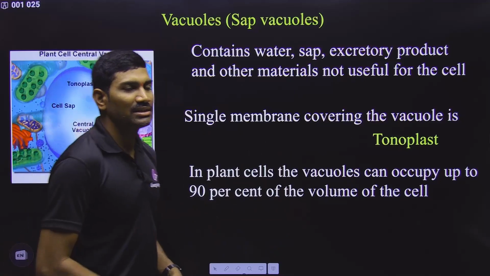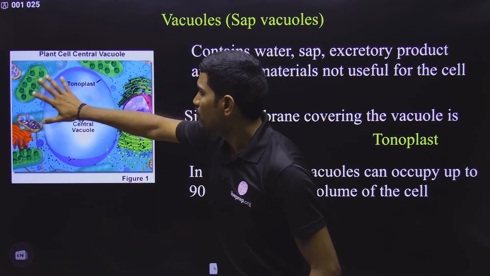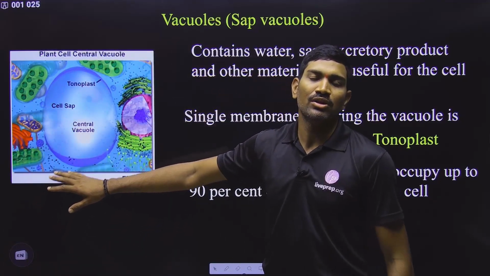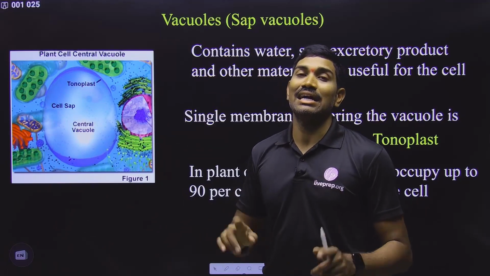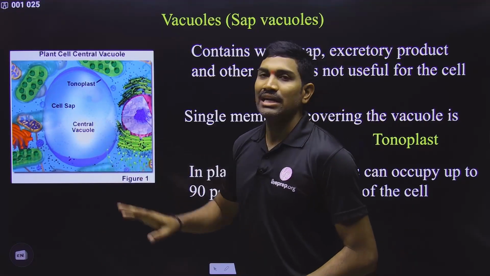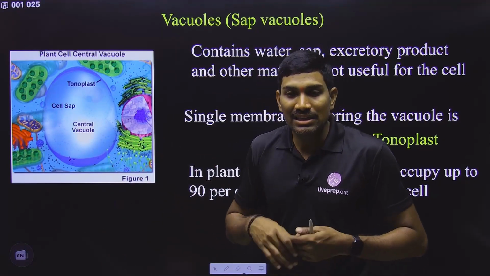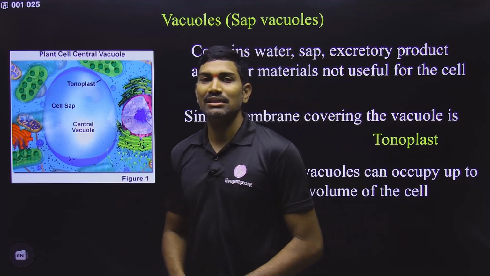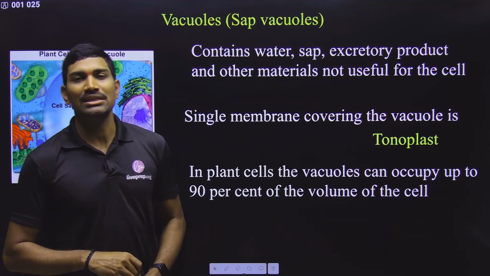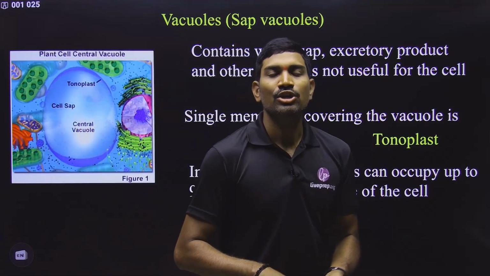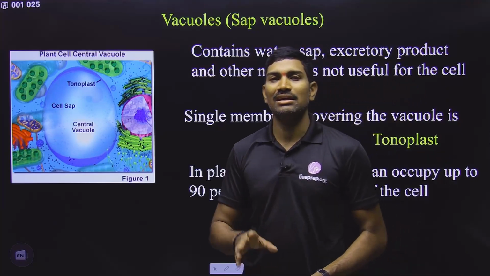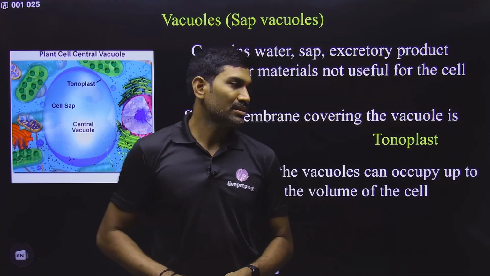In the case of plant cells, this vacuole can occupy up to 90% of the volume. So that's why, if they ask for the largest cell organelle of a plant cell, it will be the vacuole. In general, if they are asking, then we need to talk about the nucleus, because in the case of animal cells, vacuole is not there. So in that case, the largest cell organelle will be the nucleus. So please remember this one.